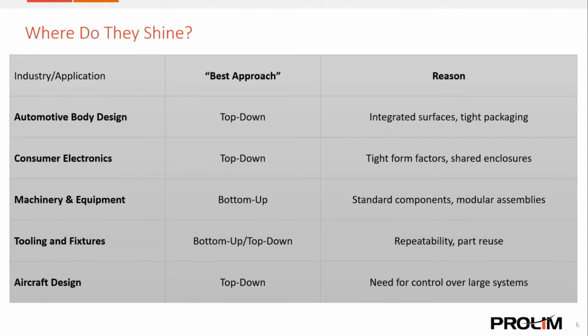If you're doing something very complex, like, for example, working on the next best commercial turbine engine, then you might want to do top down, because certain things might be held or worked with a certain way. Or you might even use bottom up for simple things like just importing a vise, certain fasteners, or just standard parts that you have. And of course, the reason for that is repeatability and part reuse. Now, aircraft design, you would want to use top down, because, well, you need that control over large systems. And so this is just a couple examples of which approach would shine where and why.